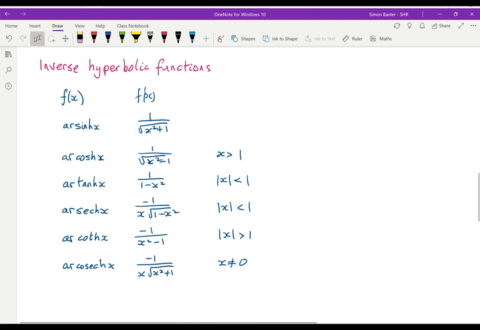Here we have the inverse hyperbolic functions. Arcosh x, x has to be bigger than 1. For artanh x, x has to be less than 1, and so on. Artanh x and arcoth x do look as though they have the same derivative, which in a way they do. Minus 1 over x squared minus 1 is 1 over 1 minus x squared. But the domain for artanh is mod x less than 1, and the domain for arcoth is mod x bigger than 1. So in that respect, they are actually different functions.